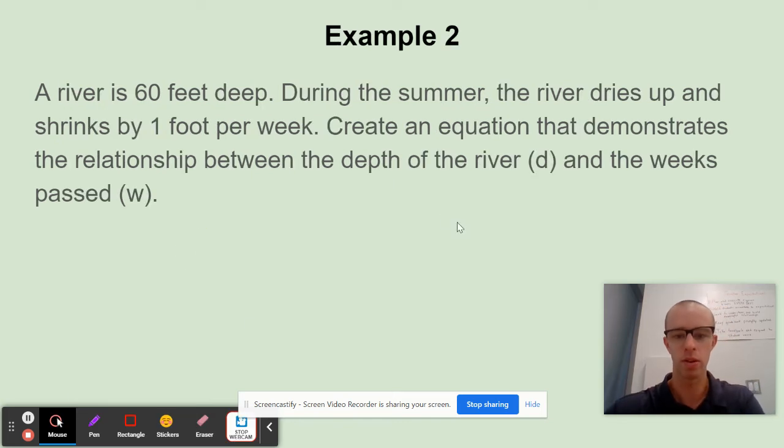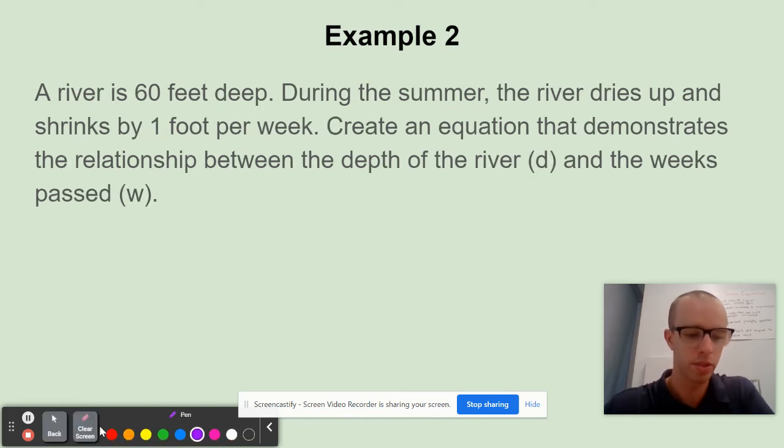This may be a little bit of a longer video because there's 3 examples and 3 you-dos. All right, a river is 60 feet deep. During the summer, the river dries up and shrinks by 1 foot per week. Create an equation that demonstrates the relationship between the depth of the river, D, and the weeks past, W.